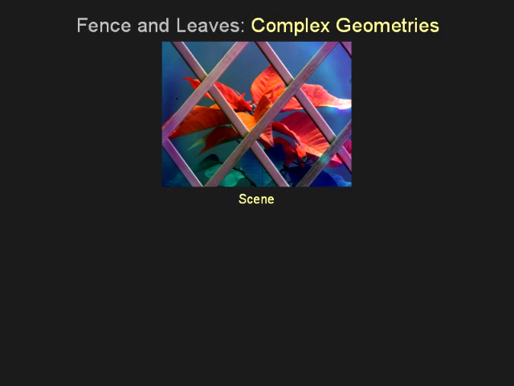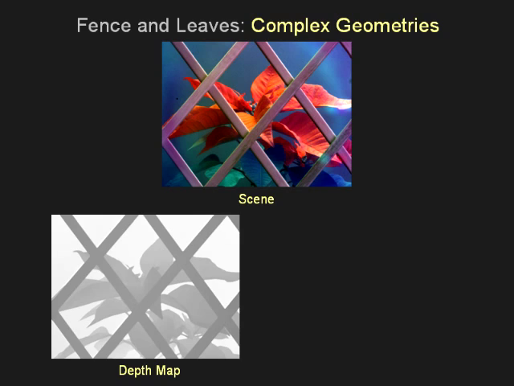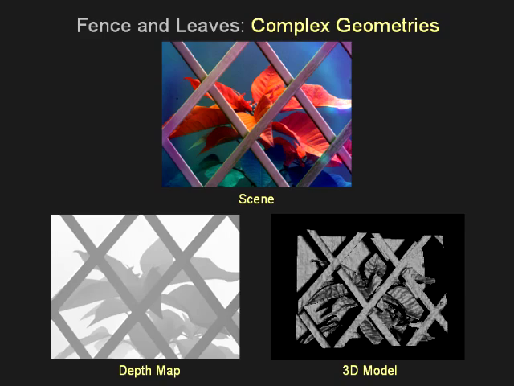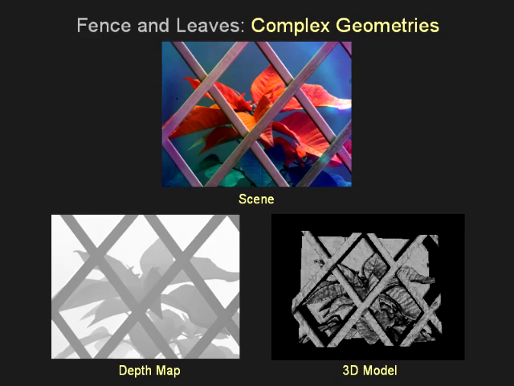In this scene with leaves behind a fence, the occlusions are very complex. A complete depth map of such a scene, like this one computed by our method, is not easily obtained by stereo or structured light methods, even when a large number of cameras are used. The 3D model reveals the complexity of the scene.